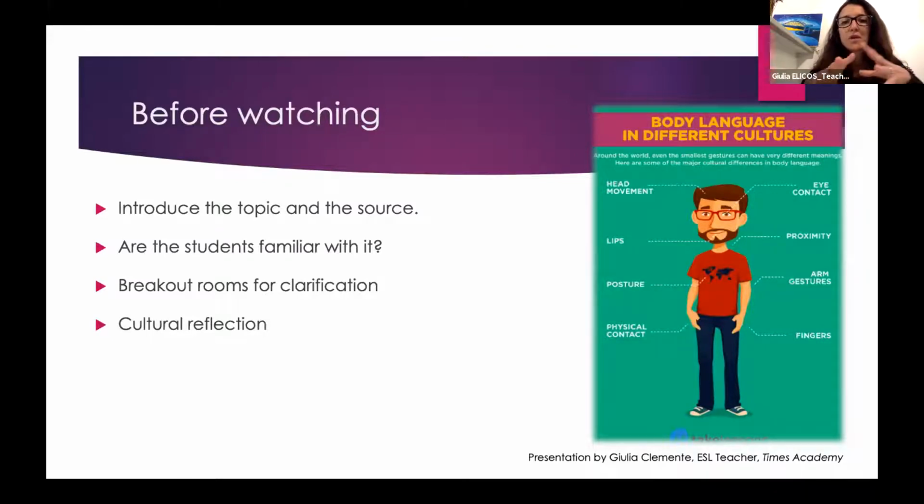So putting them in breakout rooms in smaller groups made them feel less shy and more willing to share. For them, it was also another opportunity for some speaking practice. And so the ones who knew the show, the actors, could explain it, outline it for the others. And then once done this, we would have a cultural reflection.